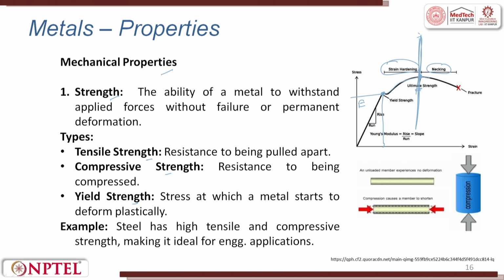So, steel has high tensile strength and compression strength, making it an ideal engineering material for multiple uses, but this is only for the mild steel curve. If it is aluminum, it will be different. For stainless steel, it will be different. For copper, it will be different. So, this is a typical curve wherein we can see all the points very clearly.